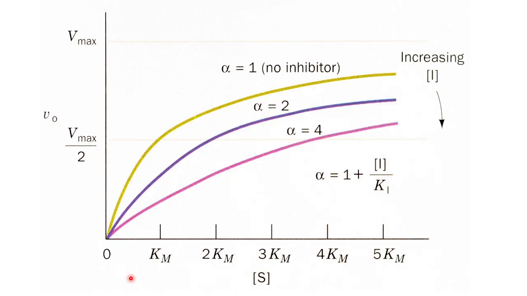When alpha is 1, you will see that no inhibition is happening. When alpha is 2, you see that with increasing I, the slope is actually decreasing. So alpha equals 1 plus I by Ki. So yeah, over here you see the Km value increases as the alpha value is also increasing.